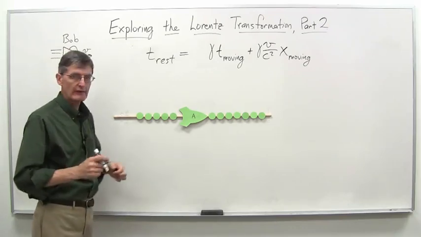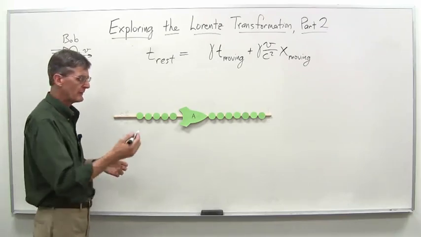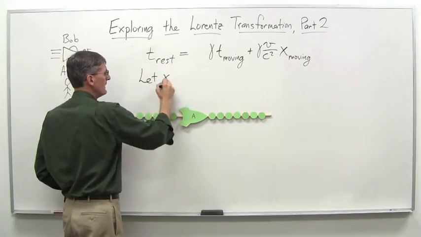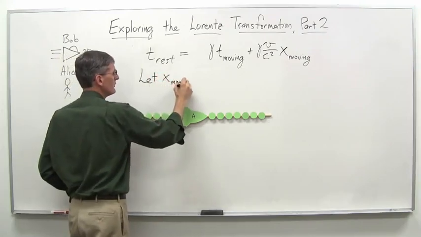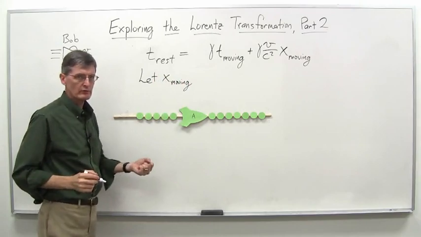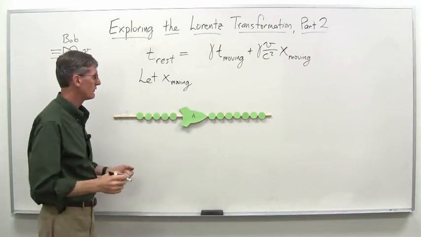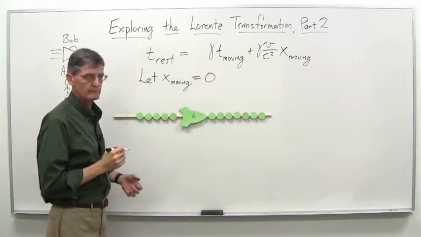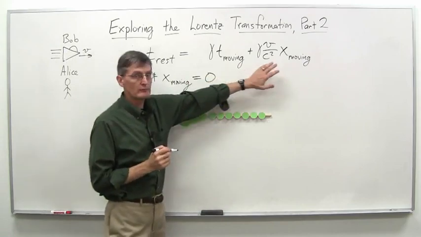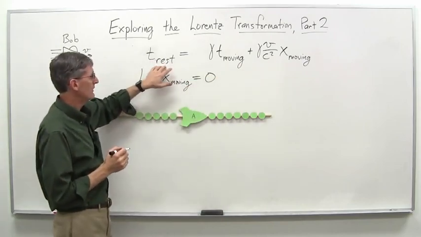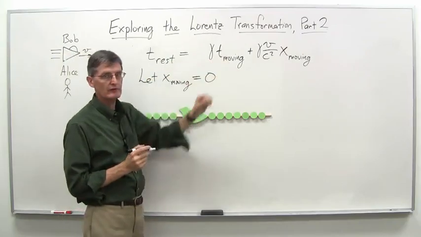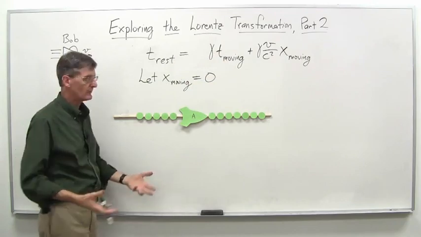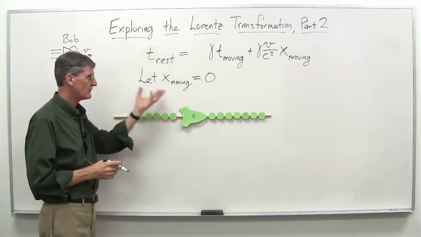So just as we did with the last equation, let's explore this a little bit. Let's just let x moving, in other words, Bob's measurement of some event in the moving frame, equal 0. Okay, very simple. And then, of course, this term becomes 0, and we're left with t in the rest frame equals gamma times t in the moving frame, which should remind us of the time dilation equation, because that's exactly what it is. Does this make sense?